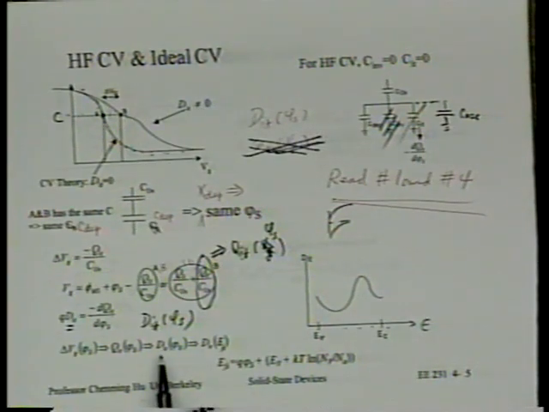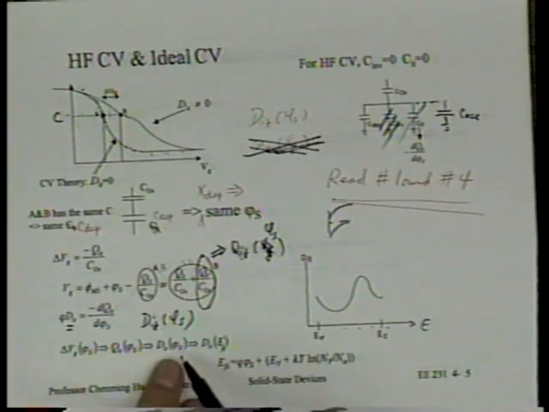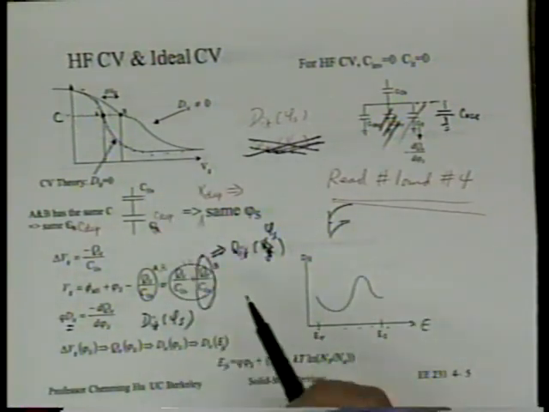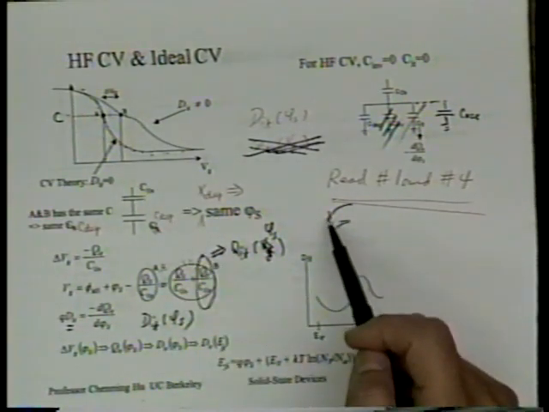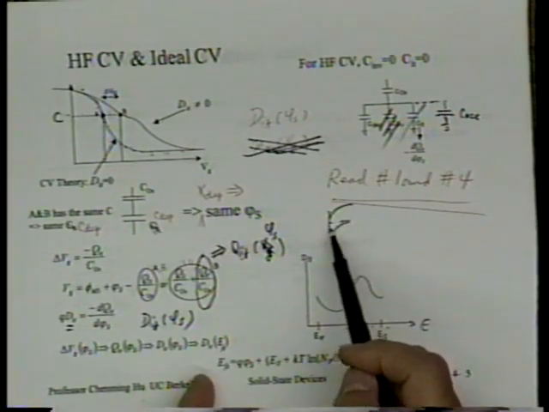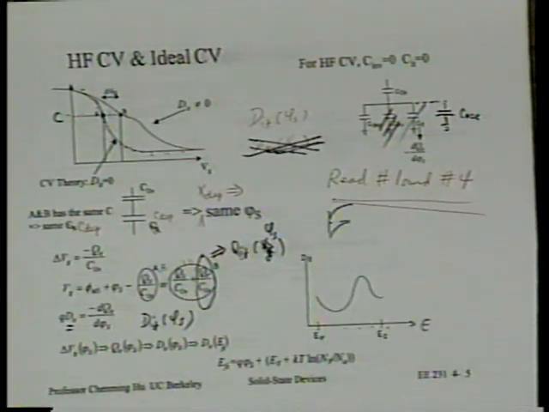Differentiating this once gives us DIT as a function of Vs. And that exactly is DIT as a function of E. We just reinterpret what E is. E is the energy. And when we change phi S, we're scanning the energy across the band gap. That's what phi S does. As we change phi S, we're scanning the Fermi level across the band gap.